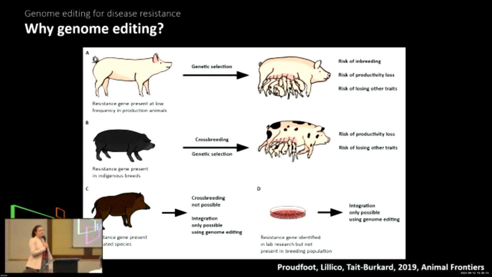So why do we need genome editing if these animals might be out there? Well, the first thing is that we might have a population that has a trait, but it's just not there in enough prevalence and we risk inbreeding. It could be that this trait is present in an indigenous breed that is just not productive enough to get back to our high producing population.